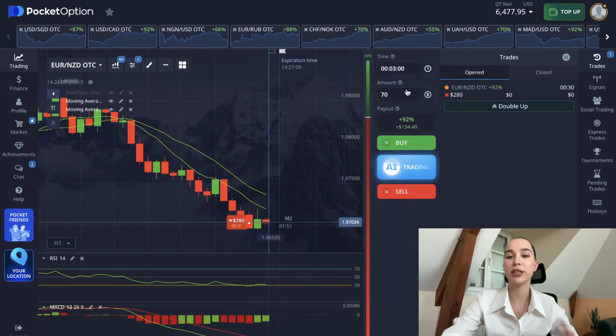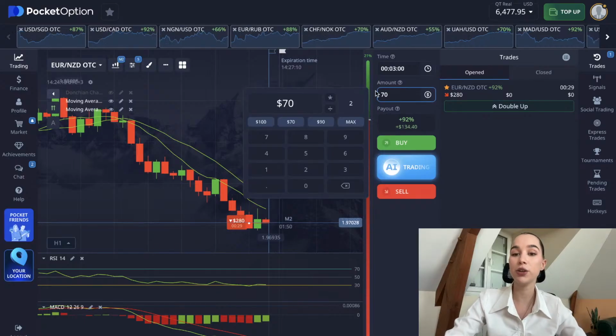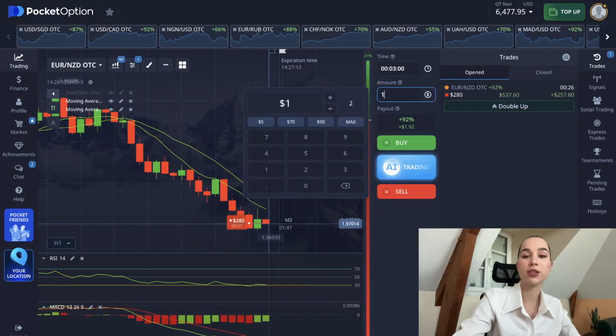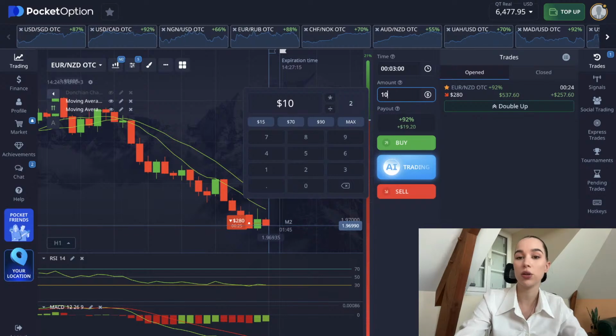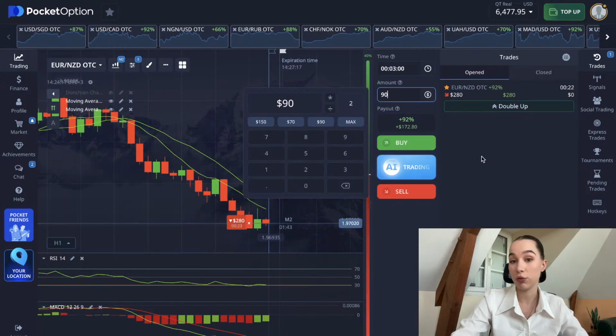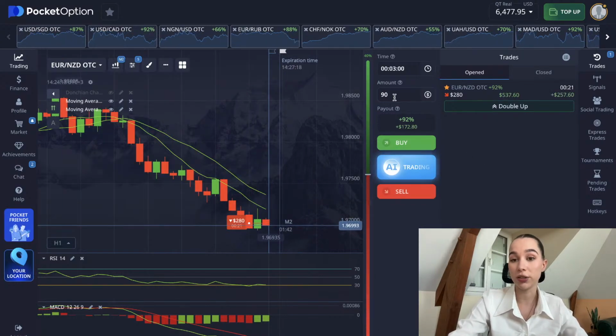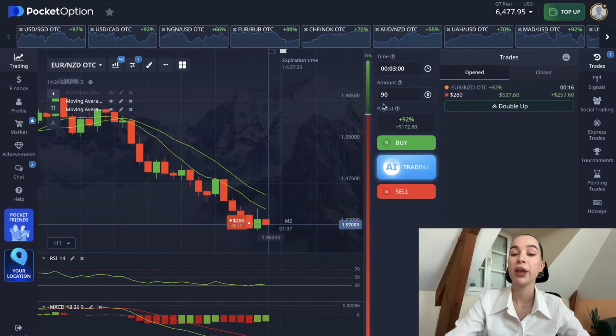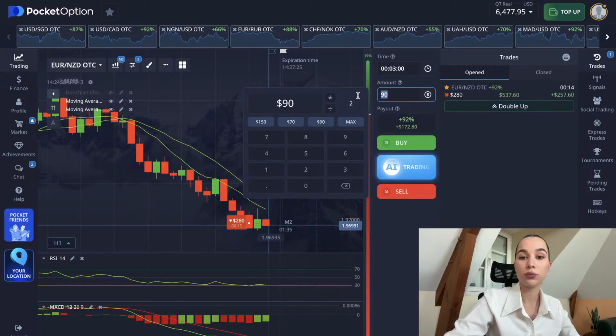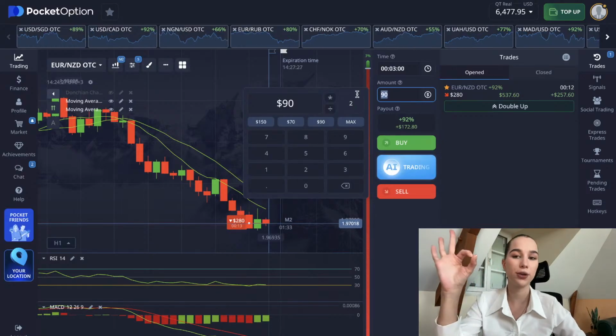At the same time, if you don't want to follow it that strictly, you can use, for example, if your first trade is $70 and you didn't close it, you can open the next trade for, say, $100 or even less. For example, $90. So that's how you recover your losses, and that's it. You will just be at zero, right?